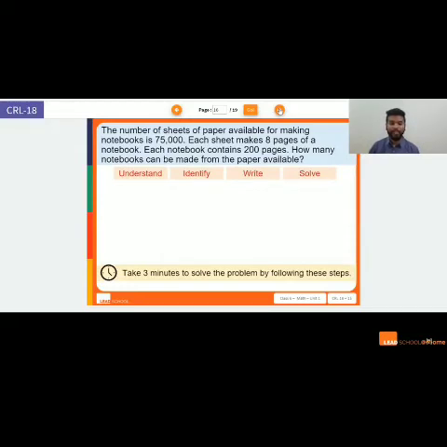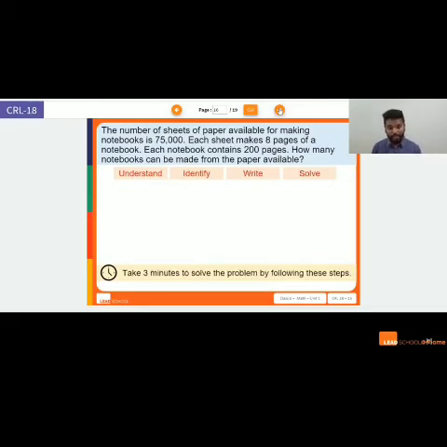The number of sheets of paper available for making notebooks is 75,000. Each sheet makes 8 pages of notebook. Each notebook contains 200 pages. How many notebooks can be made from the paper available?